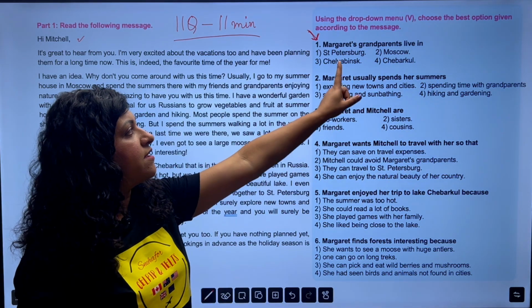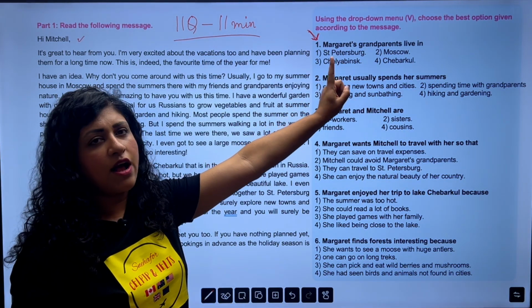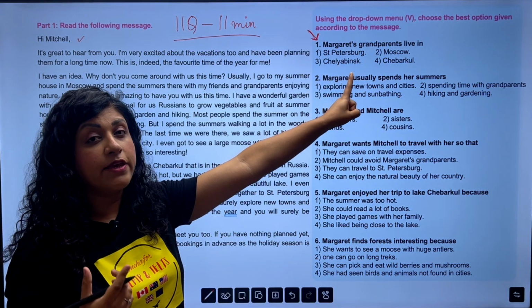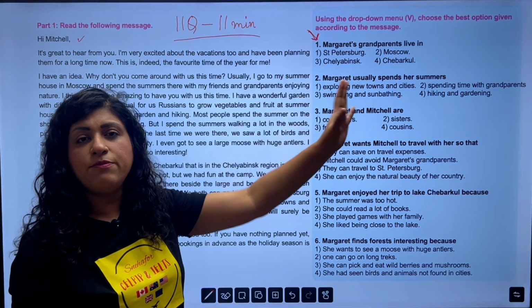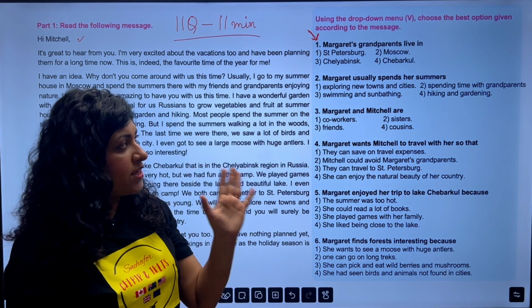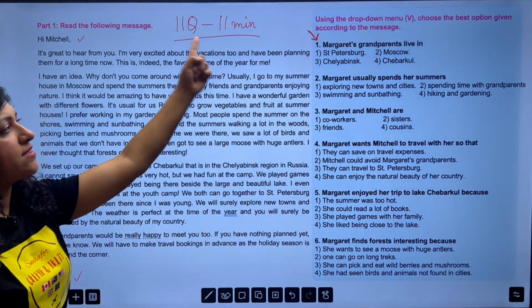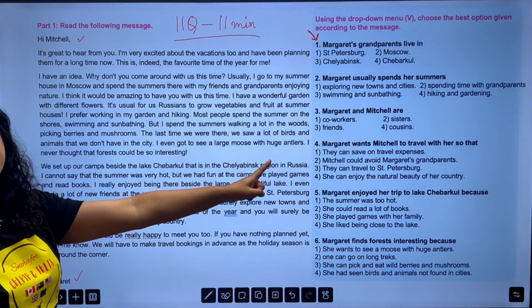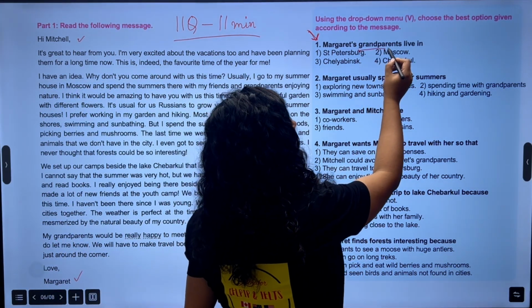So that means when I search for the answer to this question, I am only going to focus on some keywords. Keywords are the main words that will help you find the answer. They are those words that you will be trying to find in this text for your answer. And here the keywords are grandparents live.